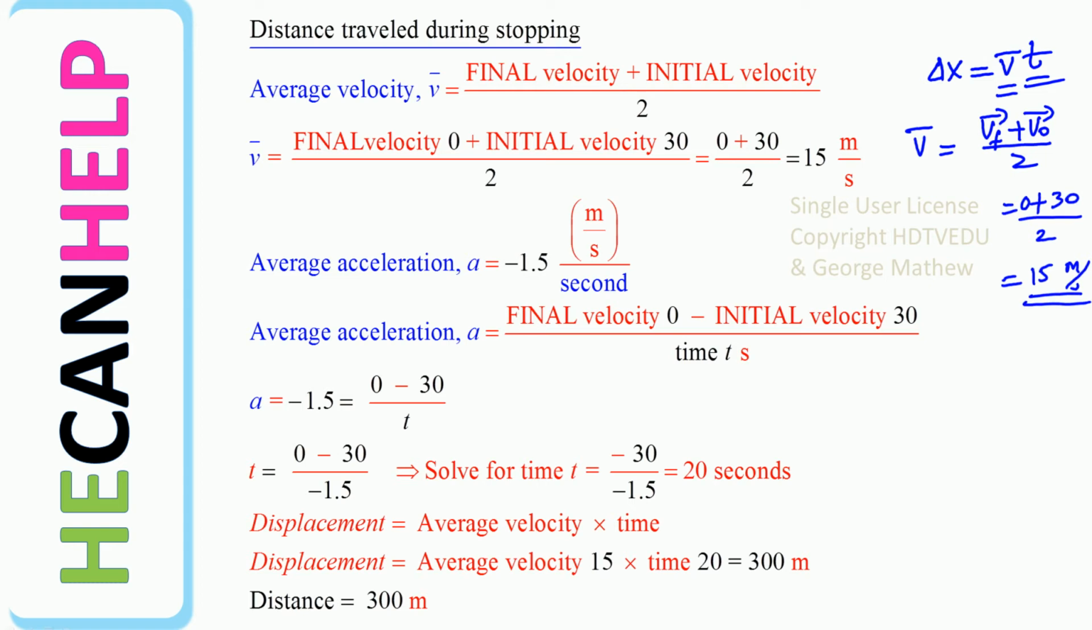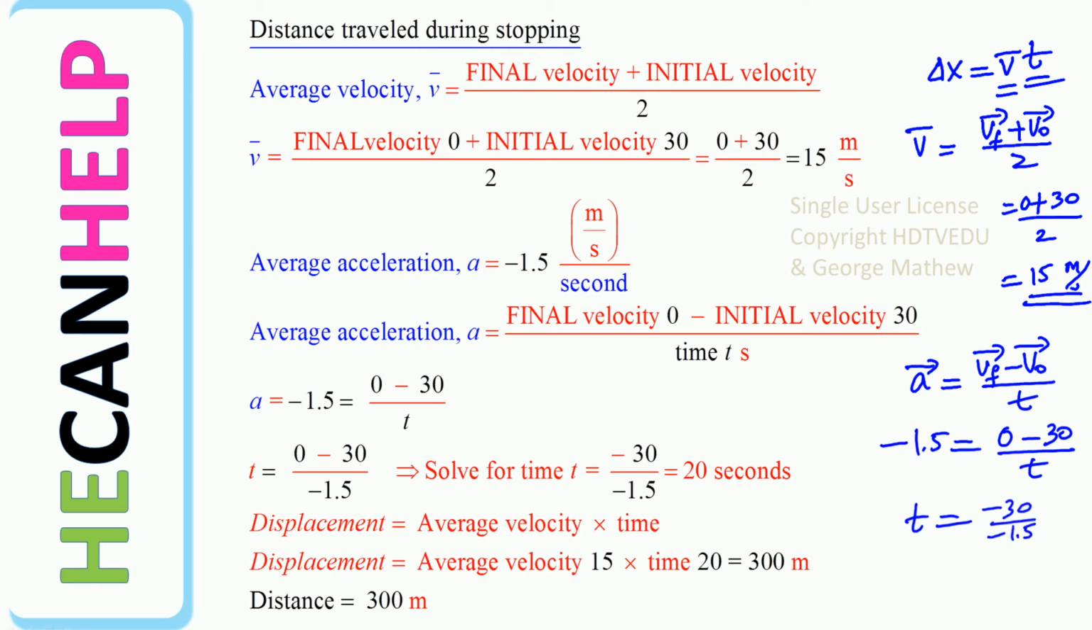So you know your average velocity, but we don't know time. By definition, acceleration is equal to v final minus v initial divided by time. We know negative 1.5 is our acceleration. Final velocity is 0. Initial velocity is 30, divided by time, from which you can solve for t, and you will see it is negative 30 divided by negative 1.5, and that is 20 seconds. Once you have time equal to 20 seconds, you have average velocity 15, and you have time, multiply the 2, and you should get 300 meters.